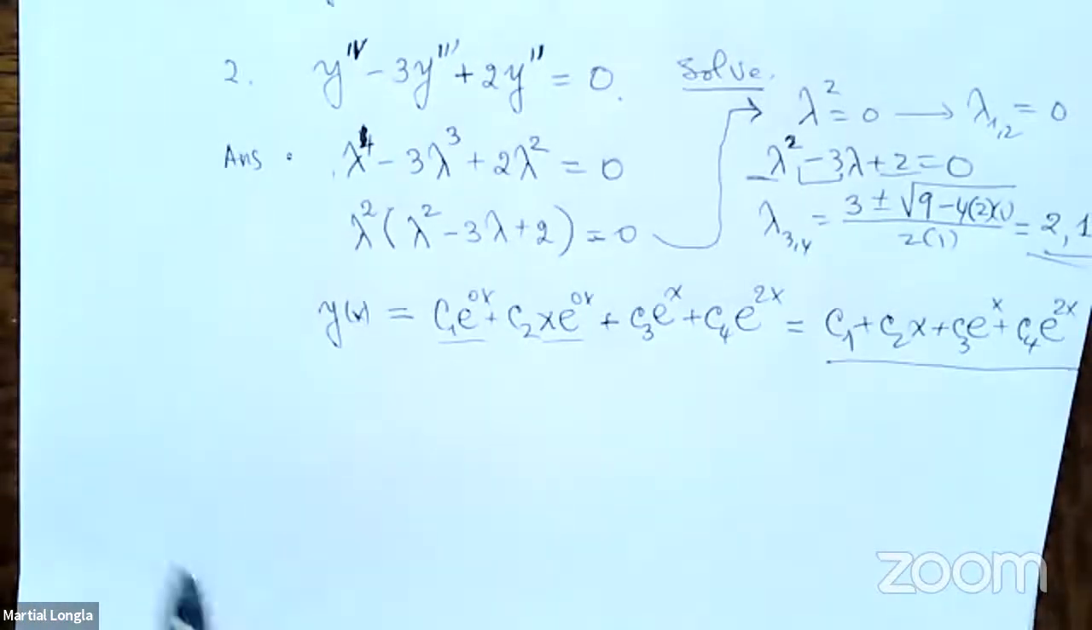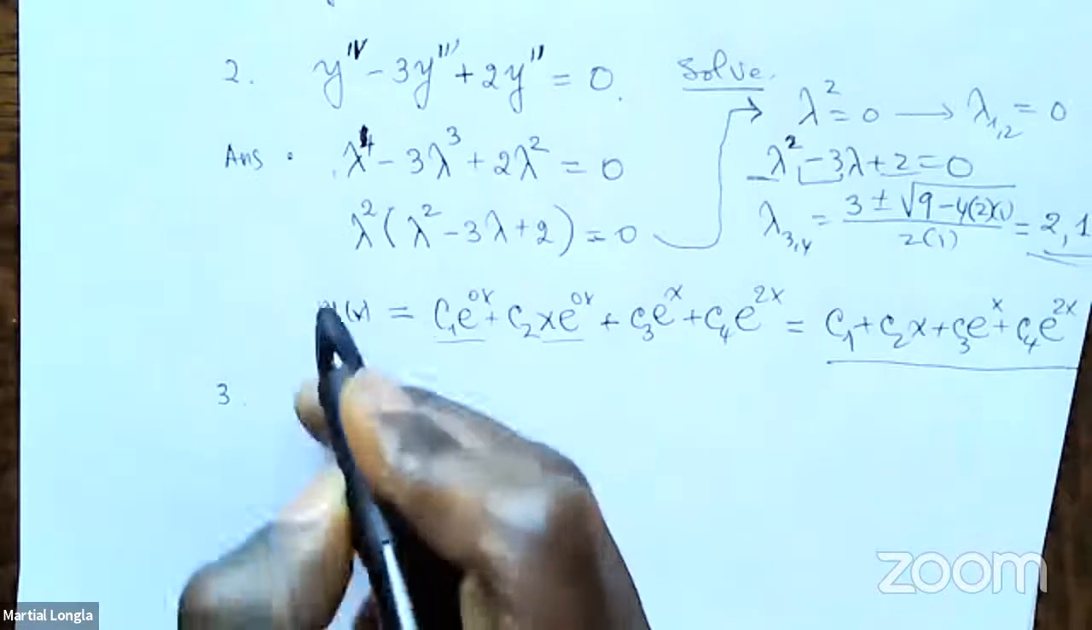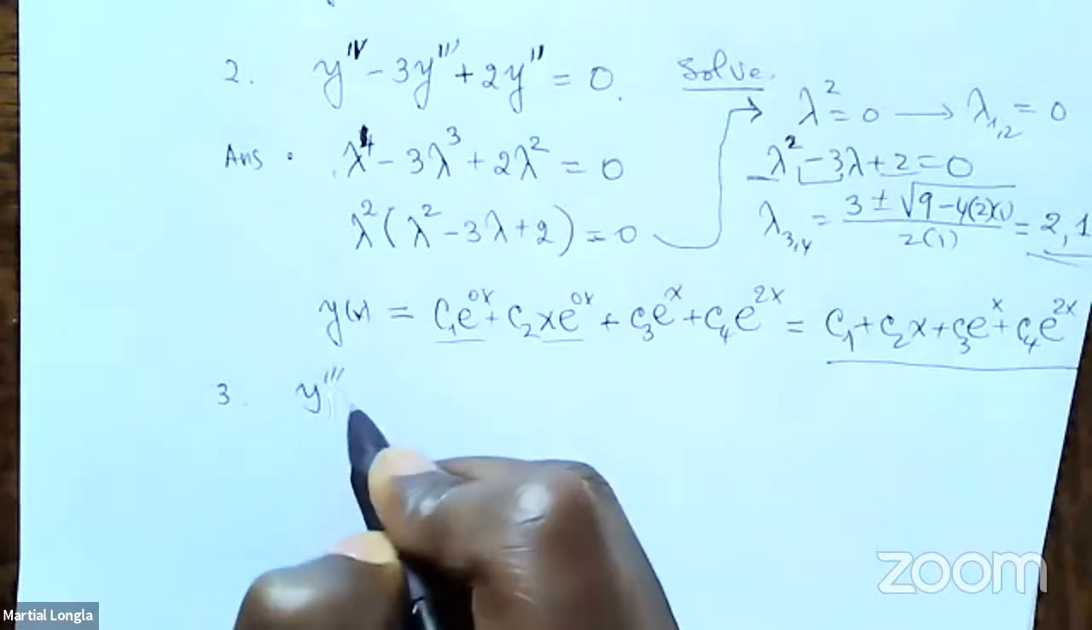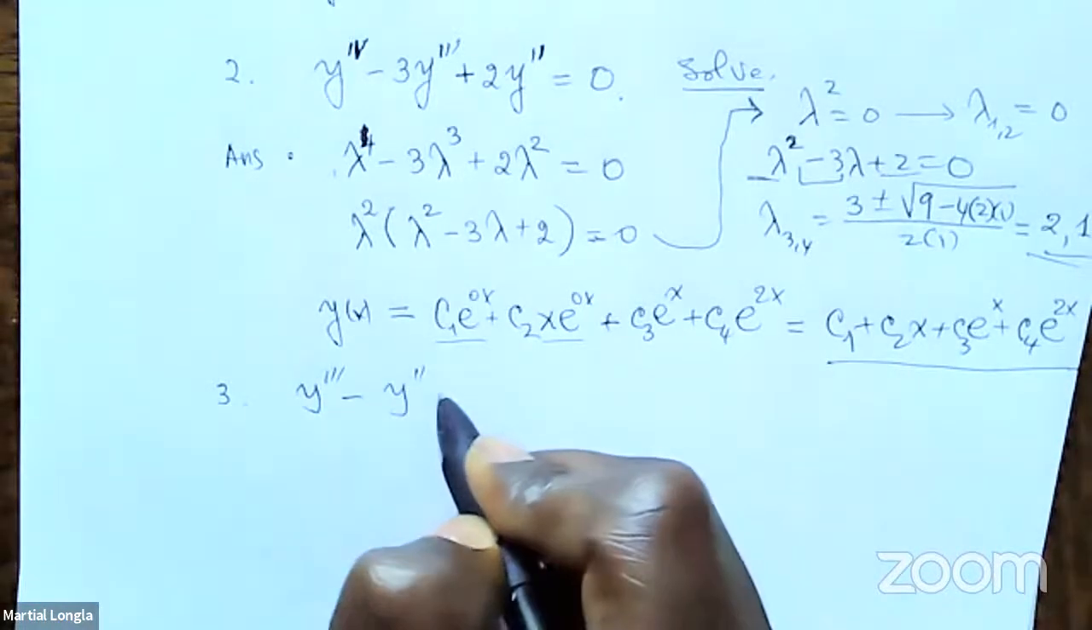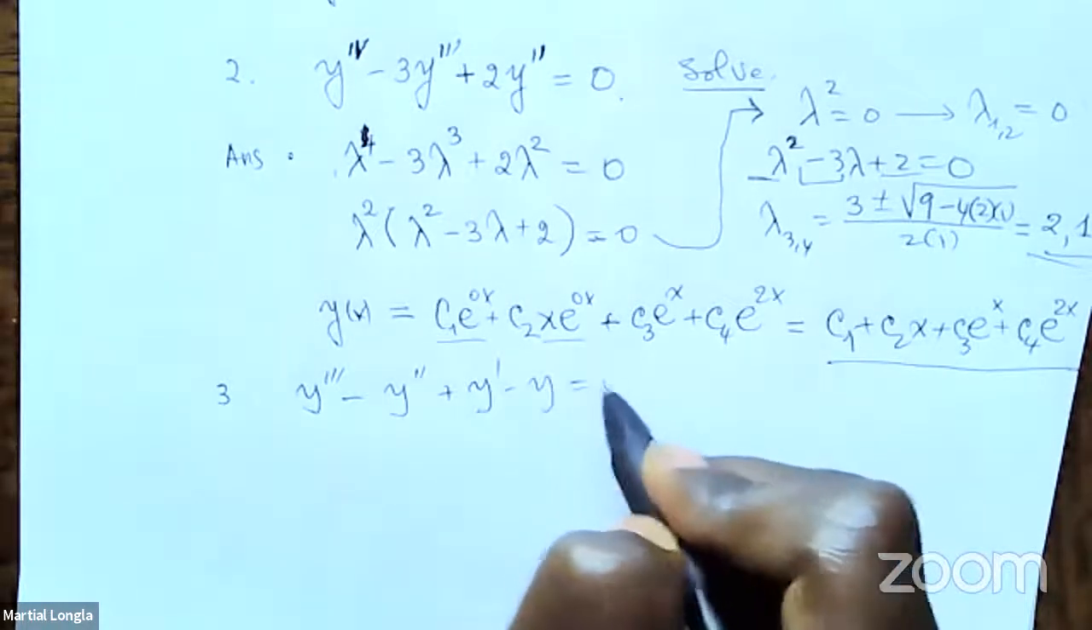Now, one more thing. Let's see here, I got the third derivative minus the second derivative plus the first derivative minus the function equals 0.